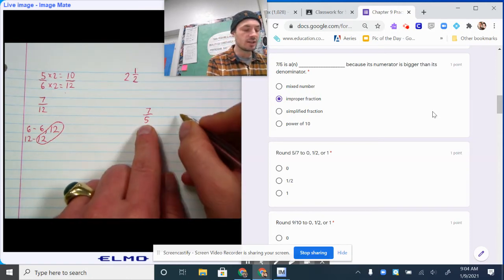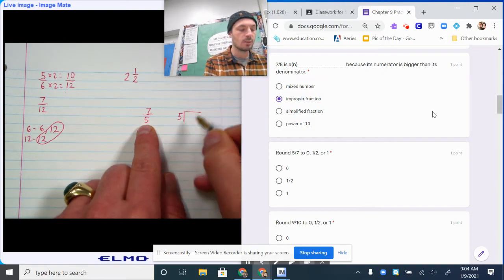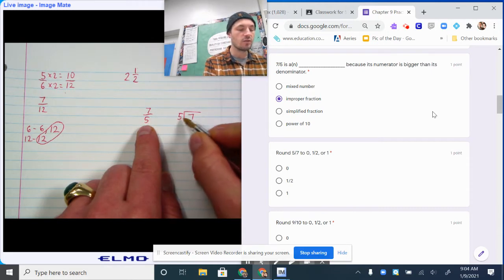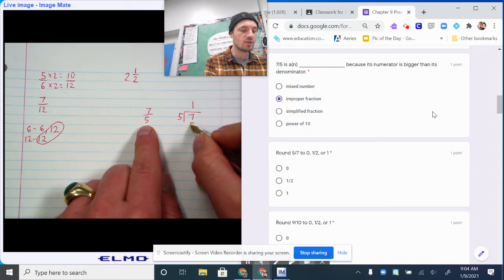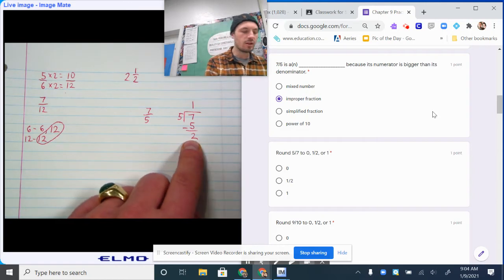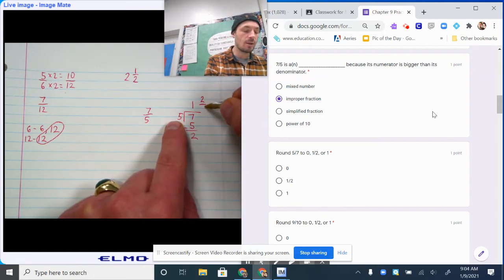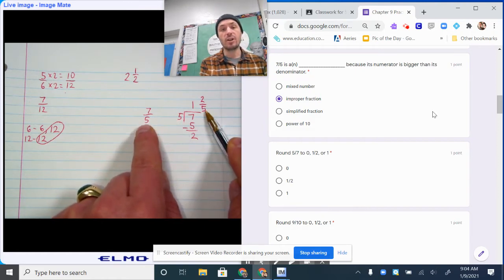And the way we change this into, sometimes it's a whole number, sometimes it's a mixed number, in this case it'll be a mixed number, is by dividing the denominator into the numerator. So we divide 5 into 7, it can fit in one time. Then we multiply, 1 times 5 is 5. Then we subtract, 7 minus 5 is 2. Whatever our remainder is, that becomes the new numerator of our fraction. And whatever our divisor is, that's our denominator. Another way of saying that is that the denominator just stays the same because it was already 5.